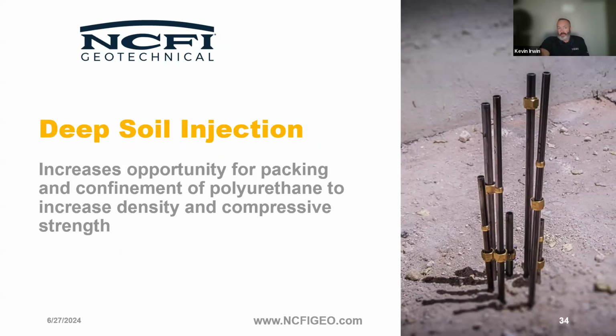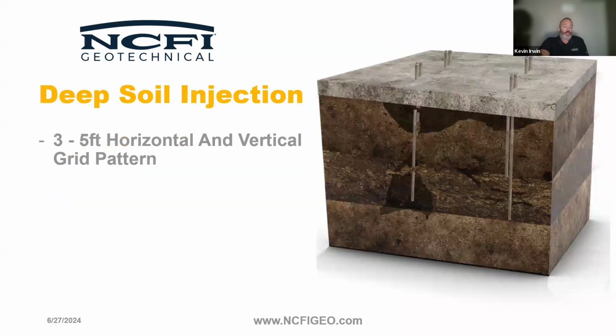And as we go deeper, we're increasing the opportunity and the likelihood of more packing of the foam before it begins to overcome that packing and the resistance around it. And we're going to be injecting in a 3 to 5 foot horizontal and vertical grid pattern. These are all typical numbers. This will adjust depending on the type of system you're using, depending on the type of soil you're in, and of course the depth that you're needing to inject.